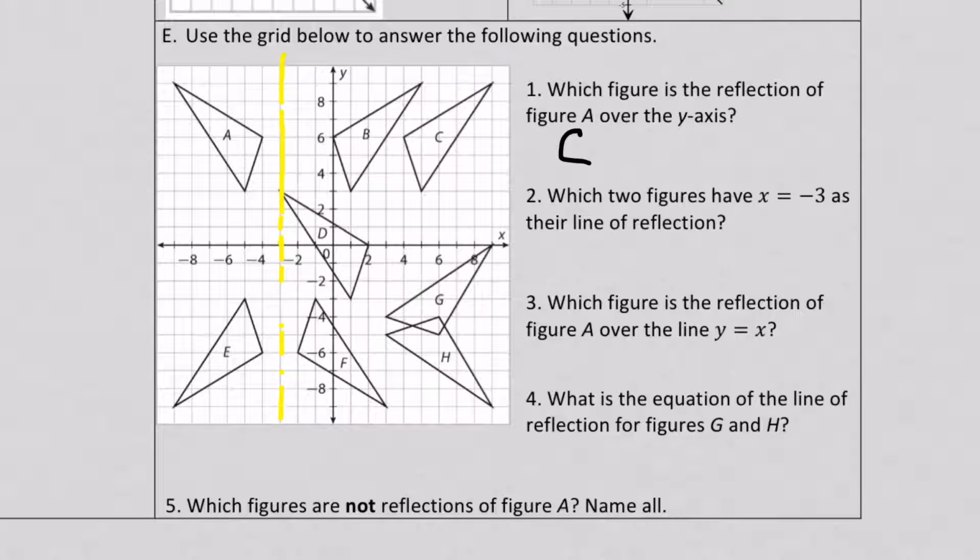So the question is, which 2 figures have this as the line of reflection. You see it? It's not A and B, right? B is too far away. D doesn't have a reflection on this side. E and F. You see that? E and F are a perfect reflection over that line. E and F is your answer.